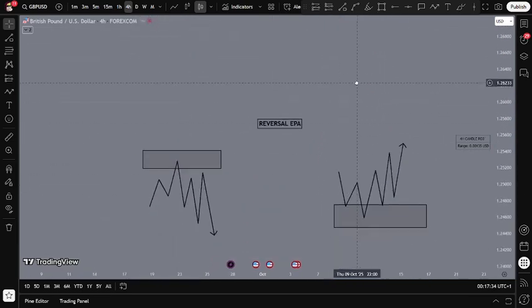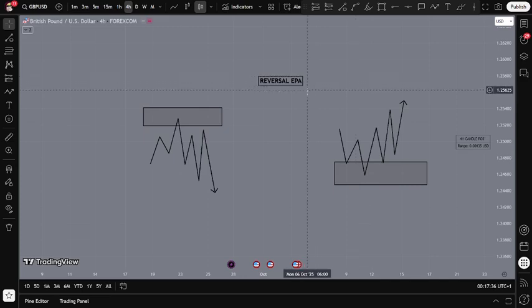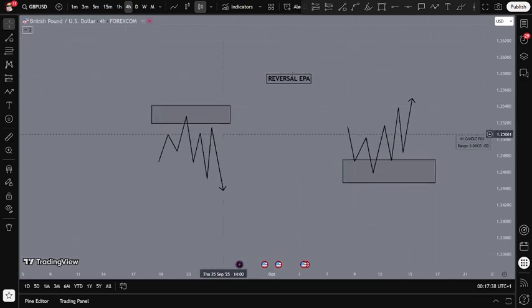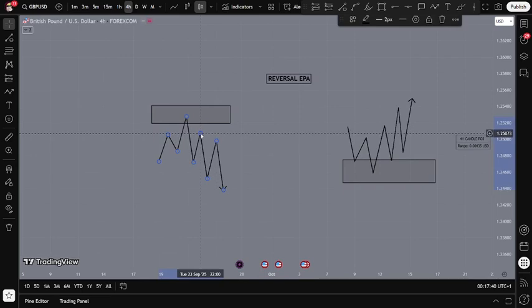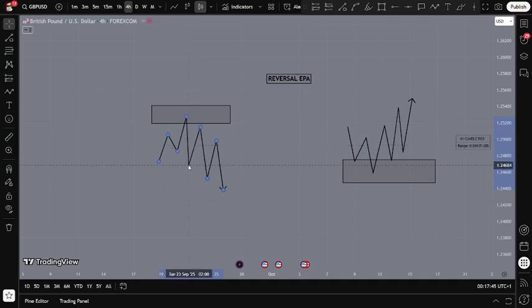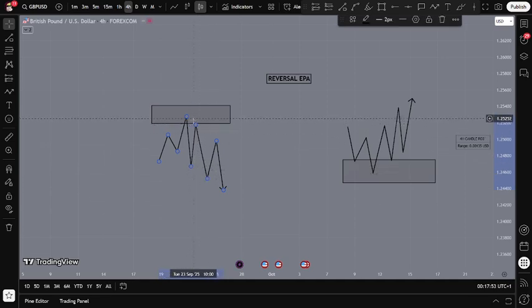The third entry model is called a reverse EVA. Basically, it's when price doesn't create that true market shift. So let's say when it gives the fake market shift, it doesn't go higher. It just mitigates this, and then it breaks structure from the low. Then that confirms that this high isn't gonna get re-induced.